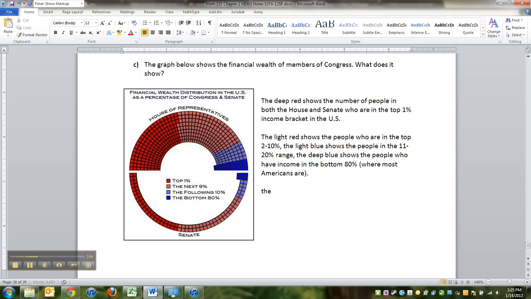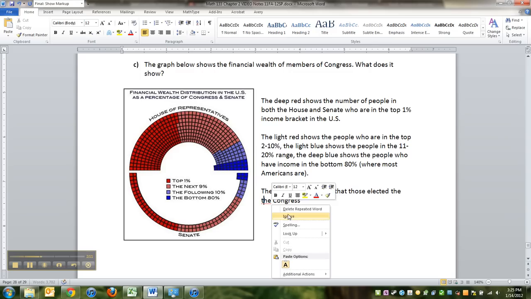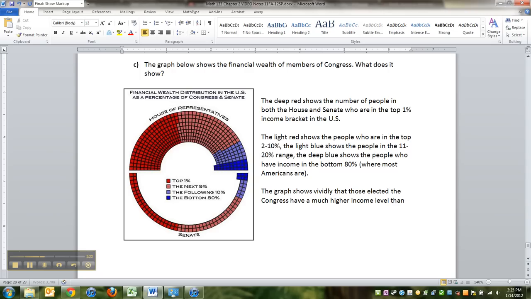So the graph shows vividly that those elected to the House, how about just to Congress, right? The House and Senate, right? Right, so those elected to Congress have a much higher income level than the average American.